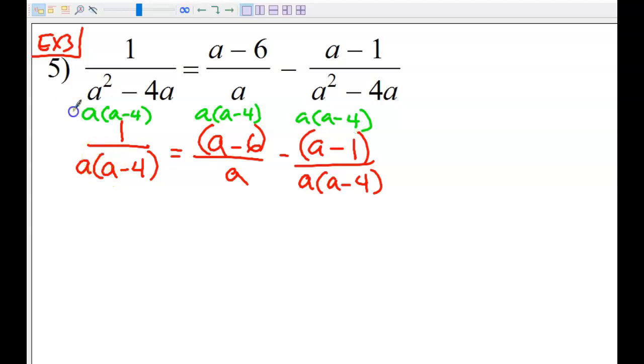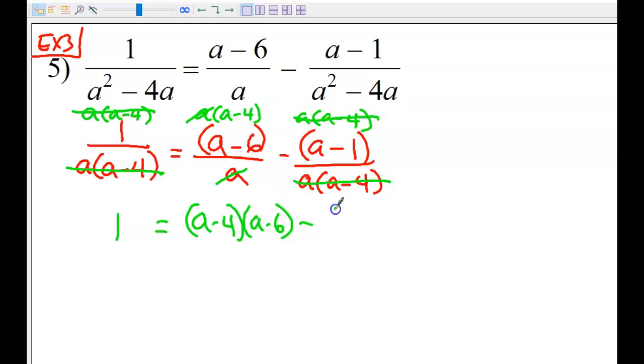Now on this fraction, everything goes away except the 1. On this fraction, what goes away? Just the A. What I'm left with then is one binomial, the a minus 4, being multiplied by the other binomial, which is a minus 6. That's part of the new one right there. Okay, the last one here, everything here goes away with everything here. But keep those parentheses.